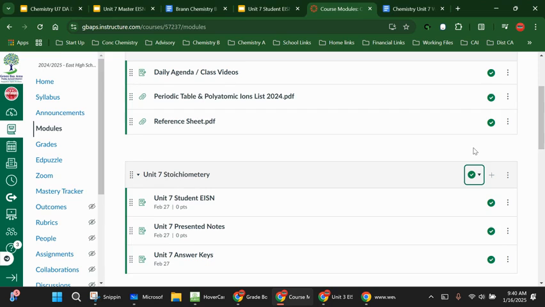Please open up the Unit 7 Student EISN. That is your notes for this unit, okay? Here are the answer keys for the worksheets that I just handed you. Here are the notes that I'm going to show you that we are going to go through. So again, once you open up the Unit 7 EISN, ladies and gentlemen, I would bookmark it. I would get rid of the bookmark for the Unit 6 one. I would make it easy for you to find it and easy for you to access it.